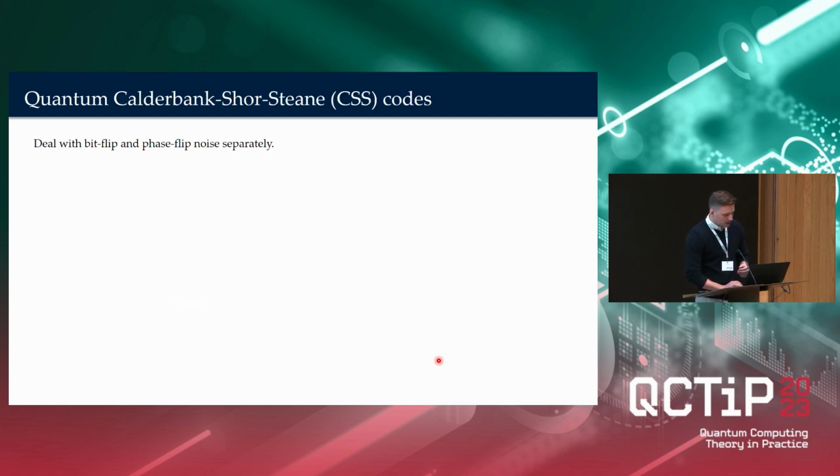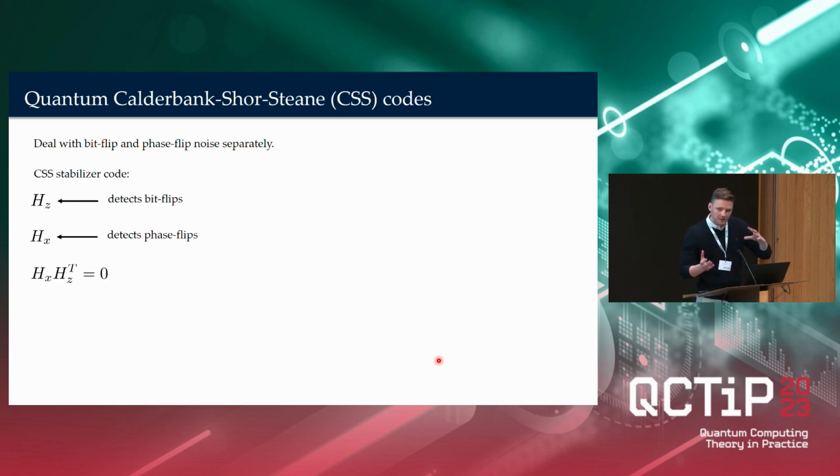And the idea is that we can deal with bit flip and phase flip noise separately. So these are so-called the CSS codes. So we're going to take 2 of these parity check matrices, one which detects the bit flips and one which detects phase flips. And we have this criterion that we need to satisfy for CSS codes, such that the stabilizers of parity checks from one matrix and parity checks from the other matrix need to commute, which is equivalent to writing it down in this form.